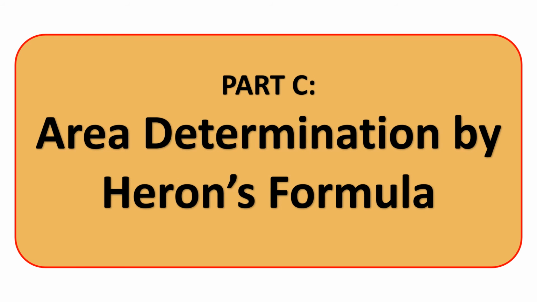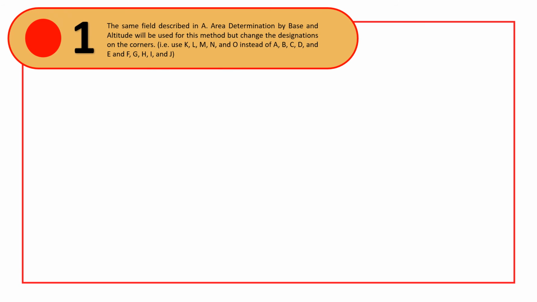C. Area determination by Herons formula. Step 1. The same field described in A, area determination by base and altitude, will be used for this method but change the designations on the corners, i.e. use K, L, M, N, and O instead of A, B, C, D, and E, and F, G, H, I, and J.